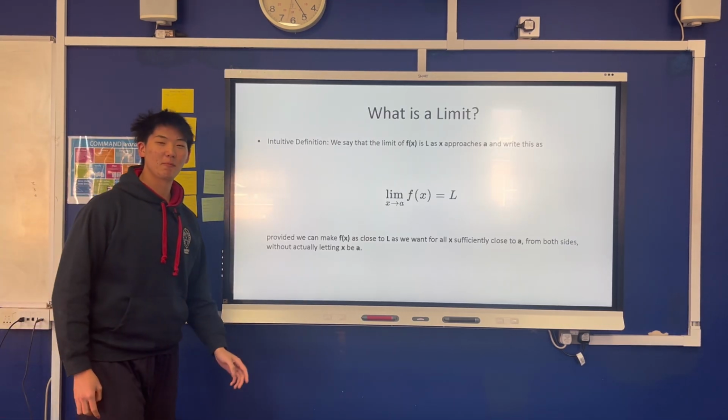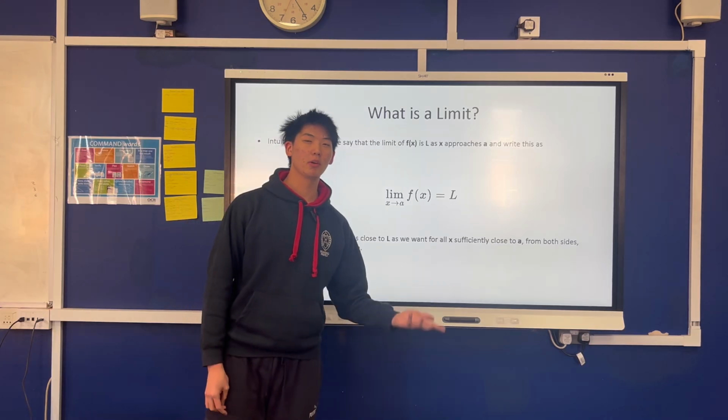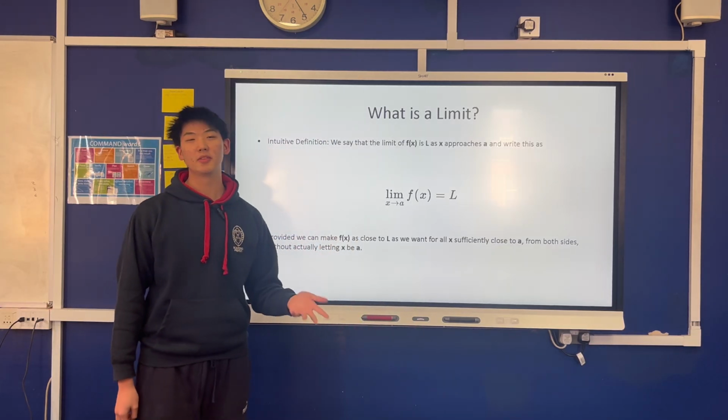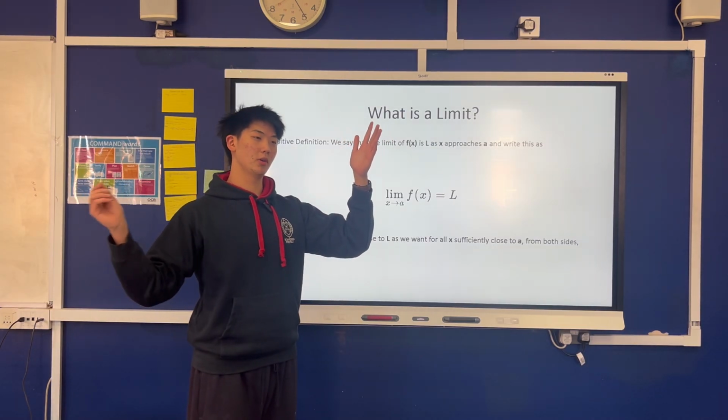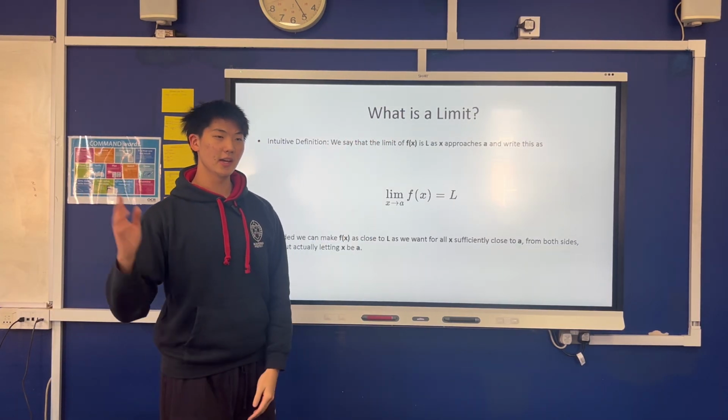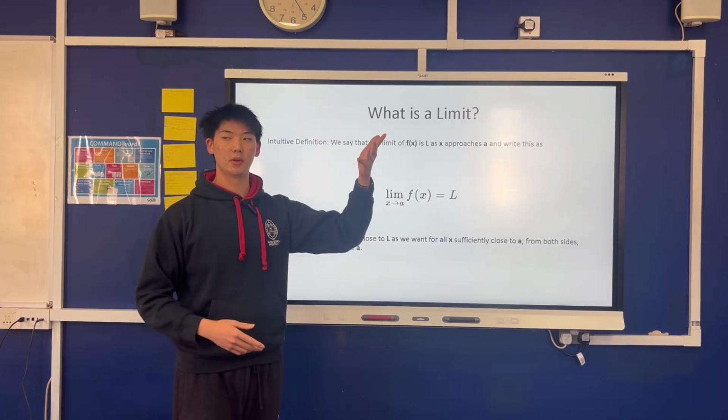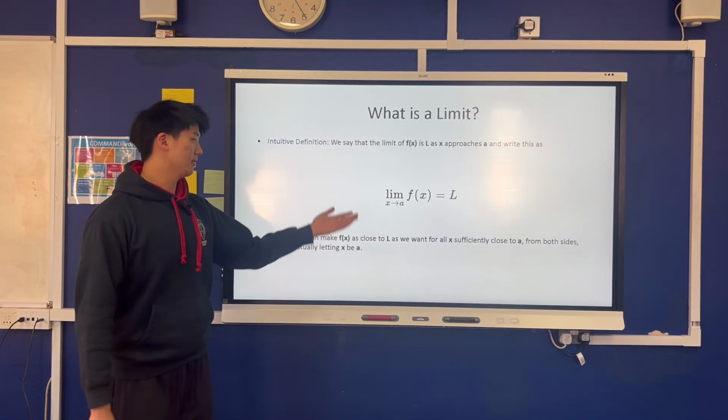So what is a limit? A limit, for now we'll call it an intuitive definition, is the value that a function approaches as the x variable approaches a certain value. So as x goes to a value, the function will approach a value. And we write it like this.